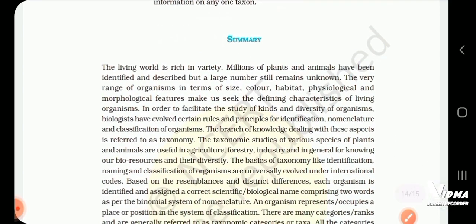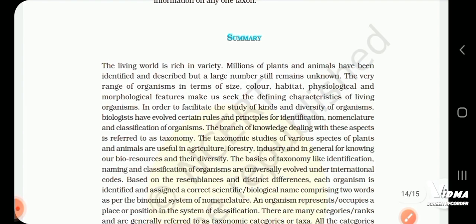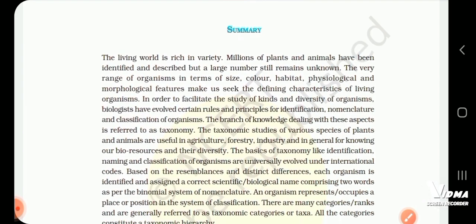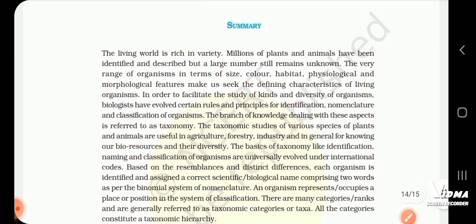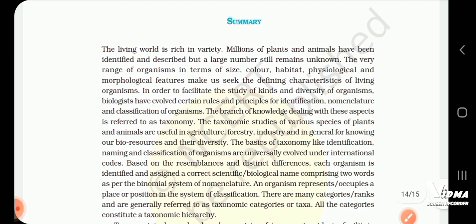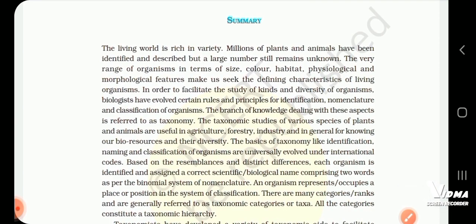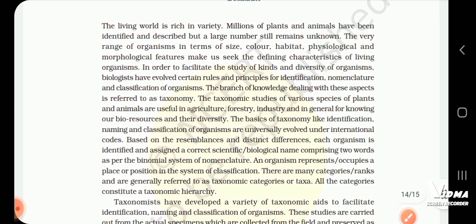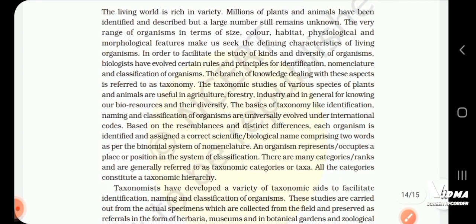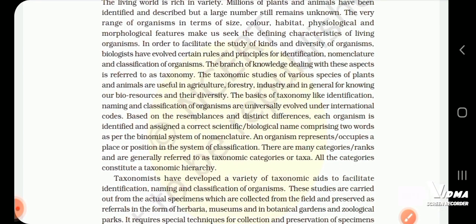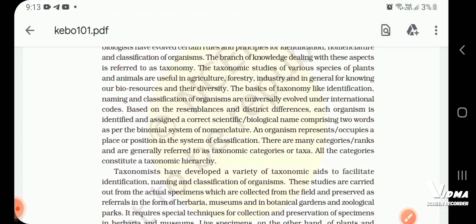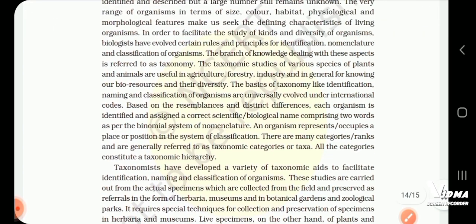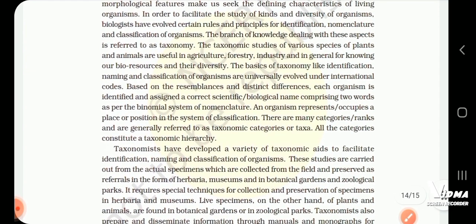Summary. The living world is rich in variety. Millions of plants and animals have been identified and described, but a large number still remain unknown. The very range of organisms in terms of size, color, habitat, physiological and morphological features makes us seek the defining characteristics of living organisms. In order to facilitate the study of the kinds and diversity of organisms, biologists have evolved certain rules and principles for identification, nomenclature, and classification of organisms. The branch of knowledge dealing with this aspect is referred to as taxonomy.